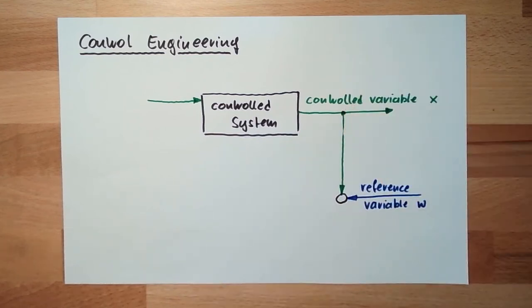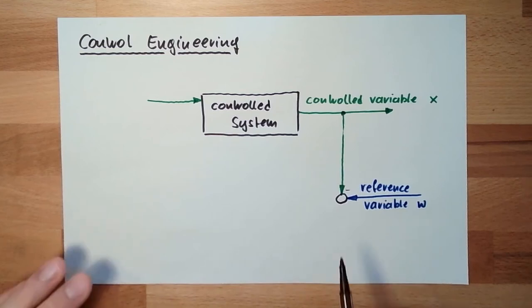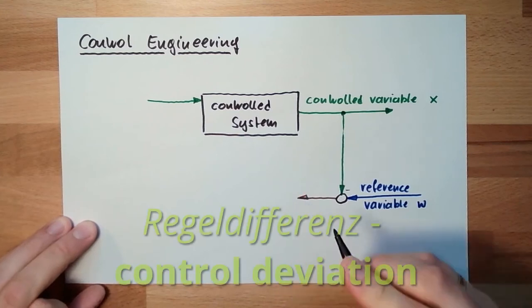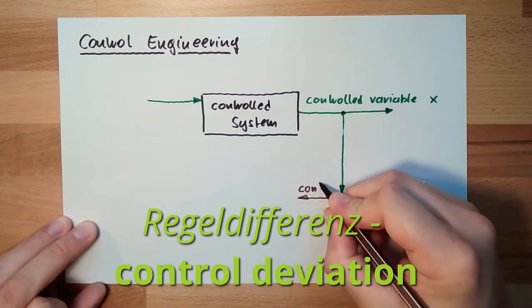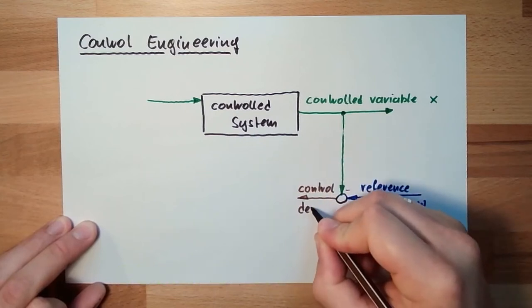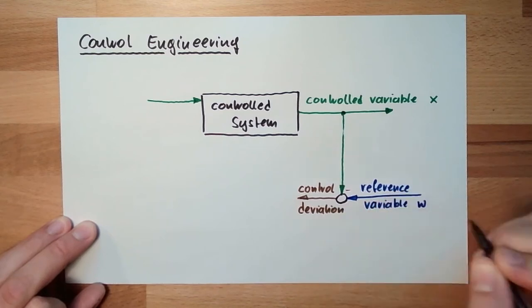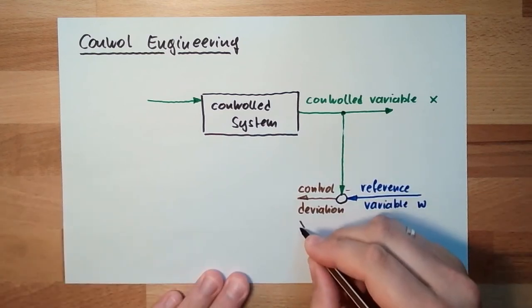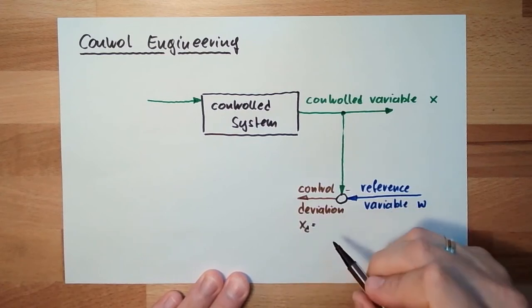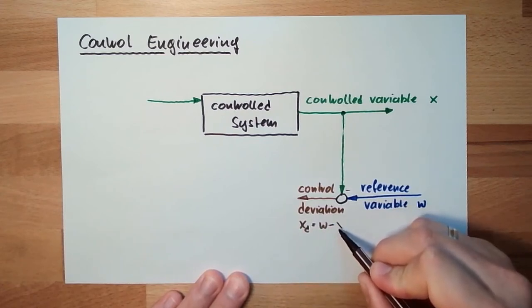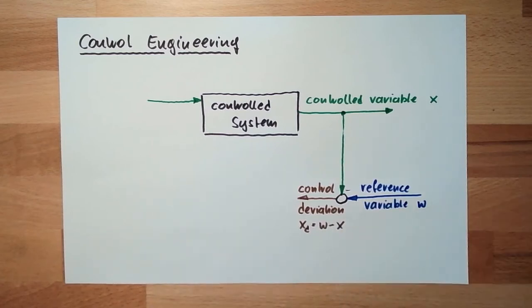I look at the difference of those two variables. What is the result of this difference? It is the so-called control deviation. XD is the wanted one minus the controlled one. Control deviation.